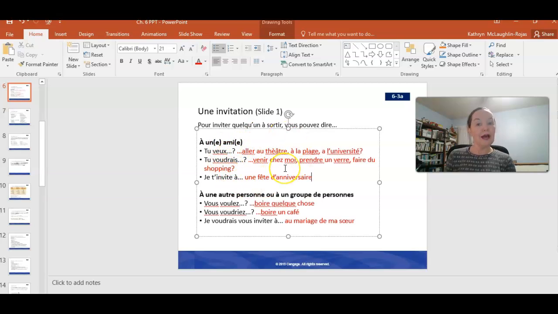Okay, tu veux aller au théâtre, tu veux aller au cinéma, so either to go see a play or a movie. Tu veux aller à la plage, tu veux aller à l'université, do you want to go to the beach, to the university, to school? Tu veux aller au campus, to our campus.